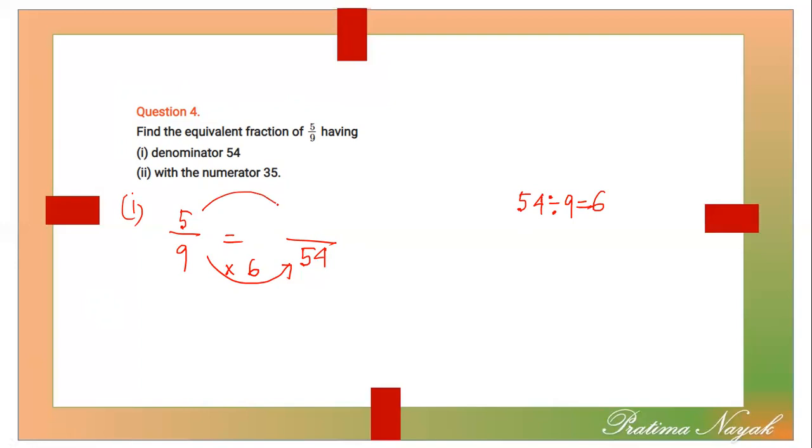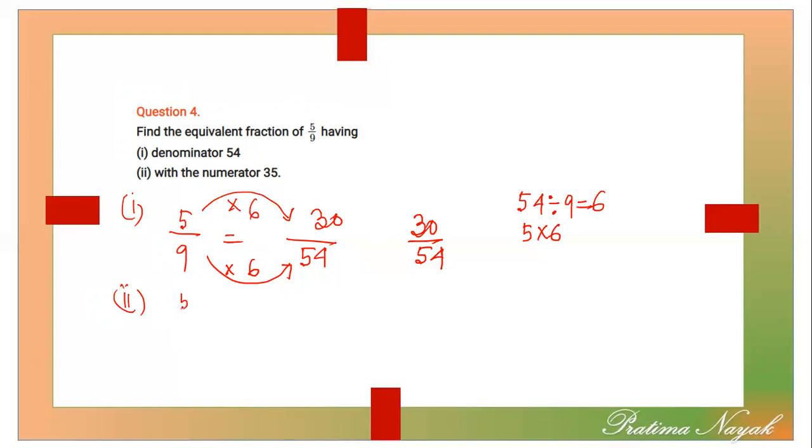So the same thing you will multiply here. How much? 6. So 5 multiplied by 6 is how much? 30. So the answer is 30 by 54. While writing the answer, there is no need of showing the arrows. You can directly write this if you can think of it mentally.